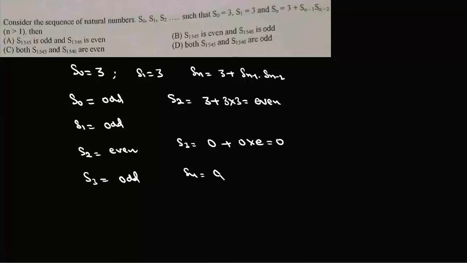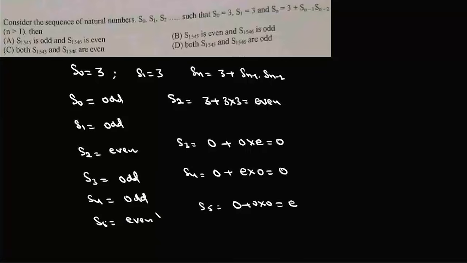Now S4 will be 3, which is odd, plus S2 into S3. So this is even into odd, which again is even, and plus odd. So this again is odd. So S4 will be odd. Now S5 will be odd plus odd into odd, and that will be even. So we'll get even if and only if the previous two terms are odd.